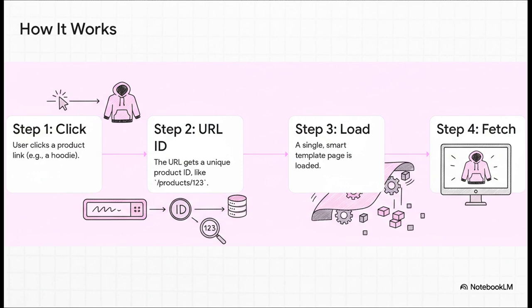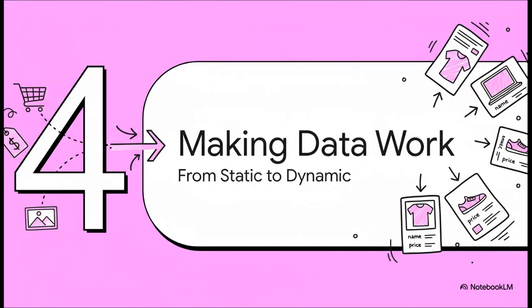Let's break down how that actually works step by step. First, you click on a product link. Simple enough. That link has a unique ID in it, something like products/123. The browser doesn't go looking for a page called 123. Instead, it loads that one single smart template page. Then, and this is the cool part, the template grabs that ID from the URL, uses it to fetch all the details for product 123, and boom, it displays the right product. One page, endless possibilities.